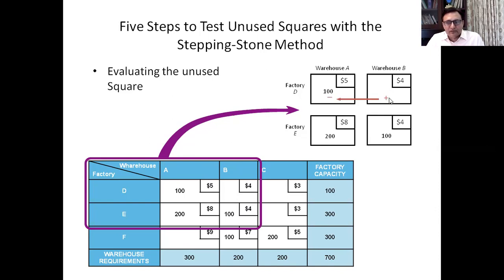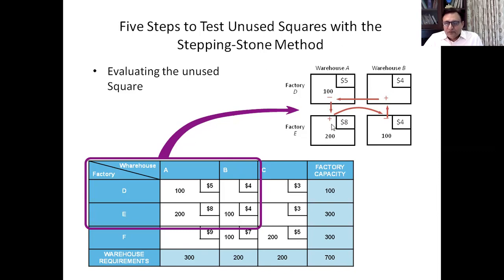We will start from the unoccupied cell, that is warehouse B, and then we will move to warehouse A. Then again we will move to factory E, and again we will move to this warehouse B. So this is a closed path which is created. So we will start from DB, and DB to DA, then we will move to FA, and then we will move to EB. So this is a closed path which has been created.